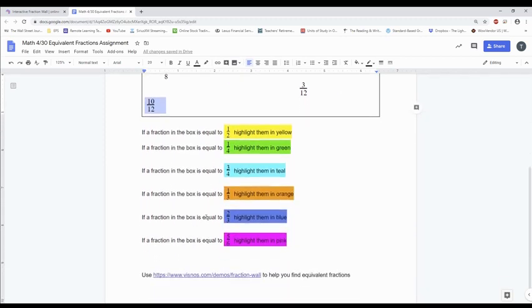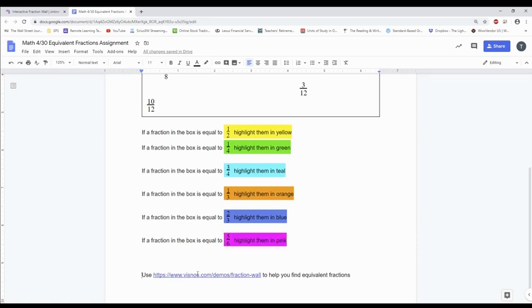When you come down here, if a fraction in the box is equal to 1/2, highlight it in yellow. If a fraction in the box is equal to 1/4, you highlight it in green. If the fraction is equal to 3/4, you'll highlight it in teal. If the fraction is equal to 1/3, you'll highlight it in orange. If the fraction is equal to 2/3, you'll highlight it in blue. And finally, if a fraction is equal to 5/6, you'll highlight it in pink.